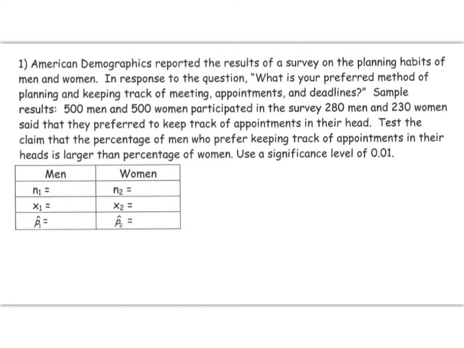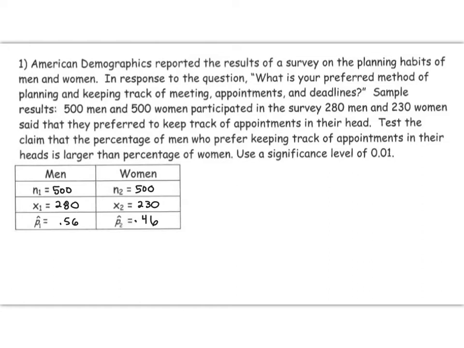Well, let's take the information that we have from the problem. Our sample size for men was 500. Our sample size for women was also 500. The number of men that we noticed with the characteristic we were looking for was 280. That would be the number of people who prefer keeping track of appointments in their head. And then of women, it was only 230. So that makes my estimate for my population 0.56 for men and 0.46 for women.